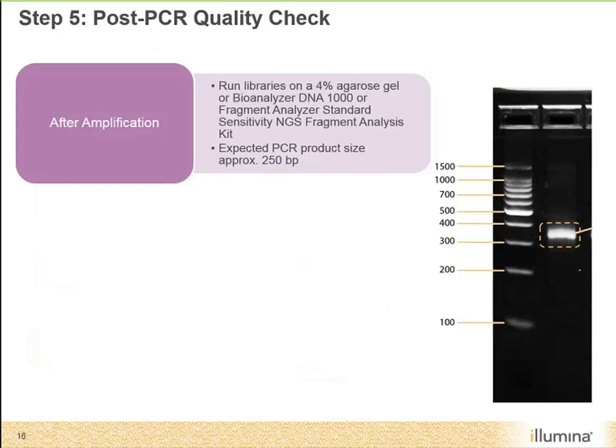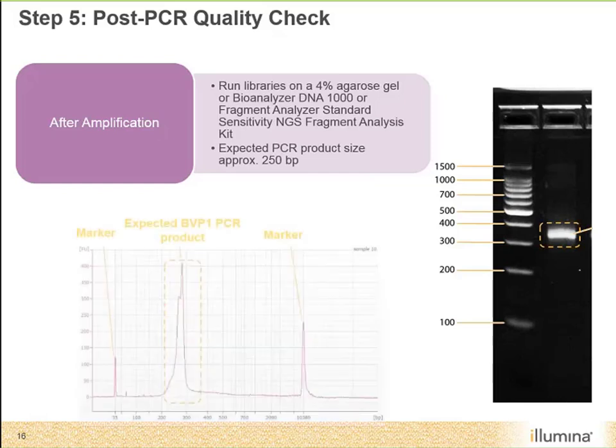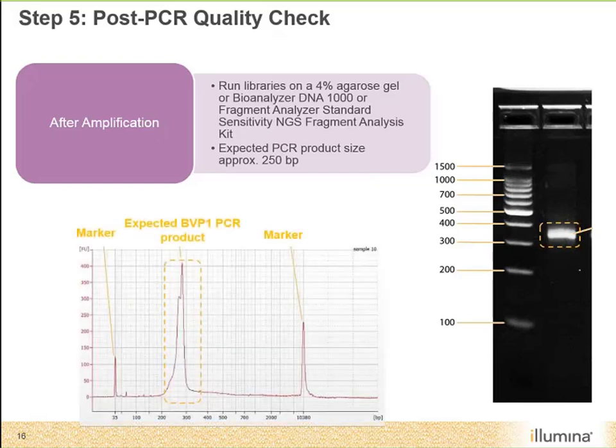Here I have an example of the control DNA. When you run this on a gel, you should see one bright band that corresponds to the library. In this case, it's about 350. For the TruSeq Bovine Parentage panel, the expected library size is somewhere around 250, as you can see here with this Bioanalyzer trace, with the upper and lower marker, with that sharp peak at around 250 being our library.